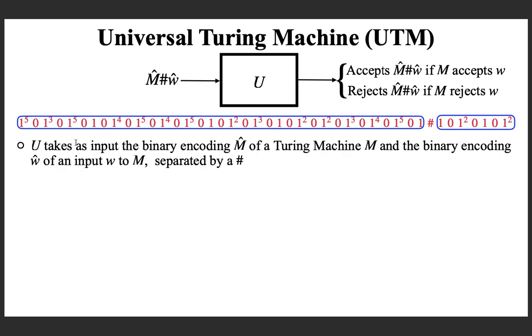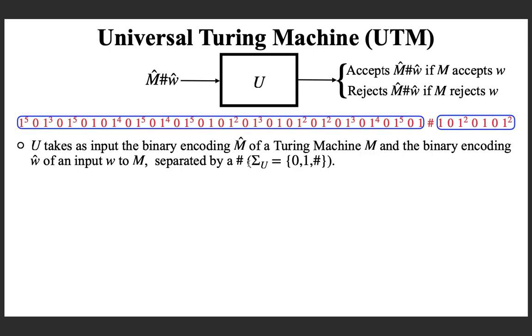So the universal Turing machine U takes as input the binary encoding hat M of a Turing machine M like this, and the binary encoding hat W like this, which is an input to the Turing machine represented by this binary encoding. See that here there are two Turing machines in the picture. One is the universal Turing machine and the other one is a Turing machine that the universal Turing machine is taking as input. Okay, and the binary encodings are separated with a hash.